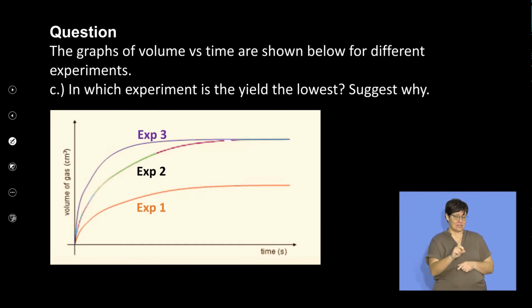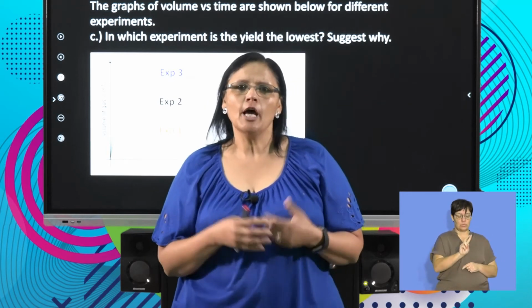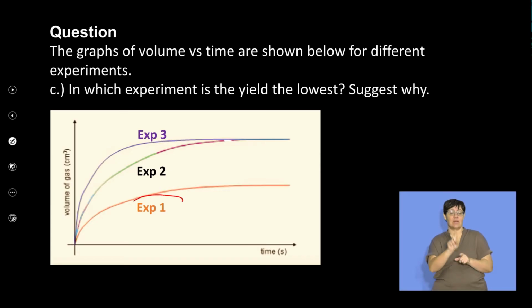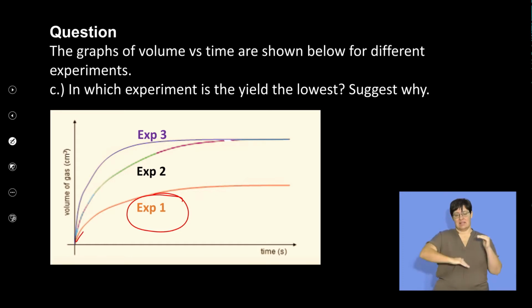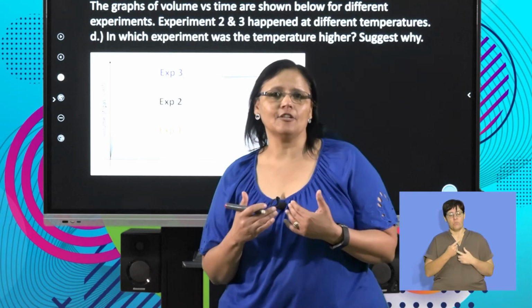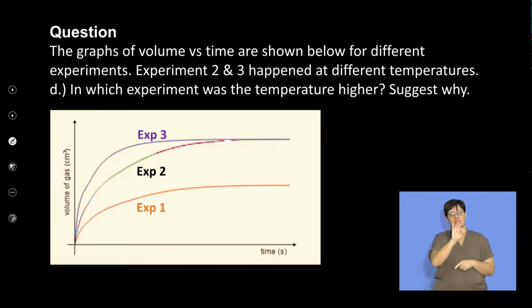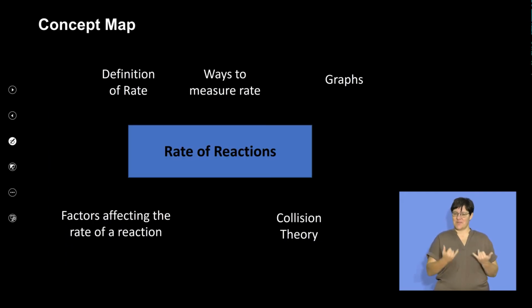In which experiment is the yield the lowest? Now, the yield is what is formed during the experiment. If you look at experiment 1, 2, and 3, we can see in experiment 1, there's less product that's formed, but that is obviously because the reactants that were put in were less. And in which experiment is the temperature the highest? Now we know a higher temperature will lead to a steeper graph, meaning a faster reaction. Therefore, we can say experiment 3 is actually the one at a higher temperature.